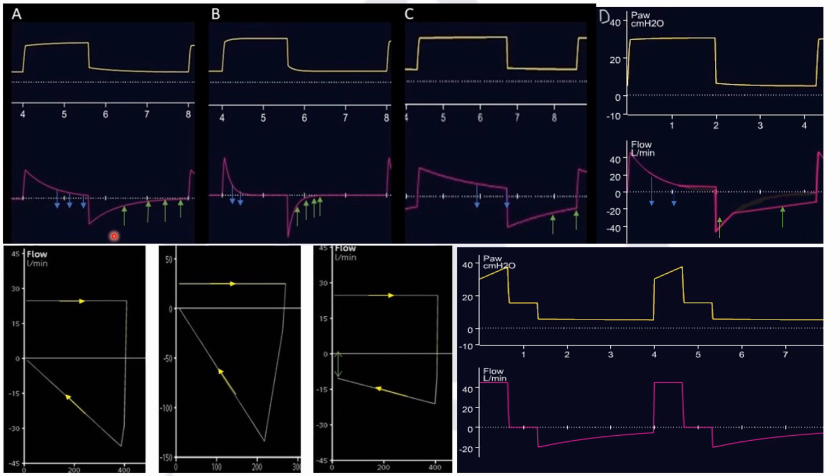So if a normal compliance is, for example, 80 and resistance is 10, the time constant will be 0.8, which is acceptable, somewhere between 0.8 to 1. So in figure A here, again, this is airway pressure in yellow, flow in pink. If you look here, this is almost a normal respiratory compliance and resistance. Here, the blue arrows are the inspiratory time constant, and the expiratory time constants are in green.